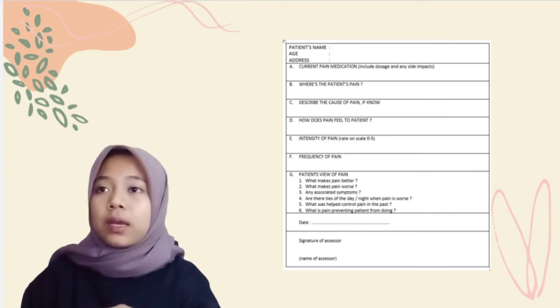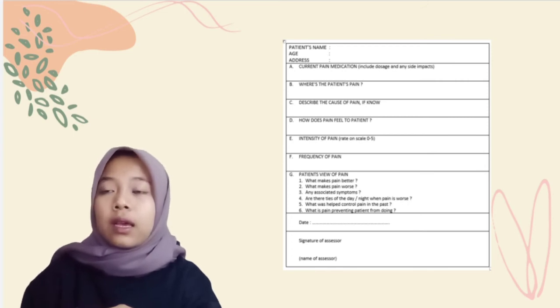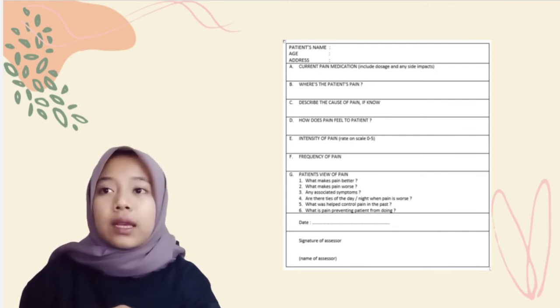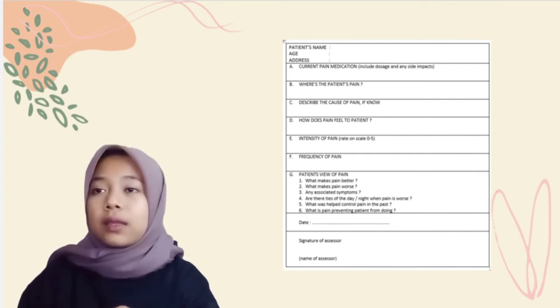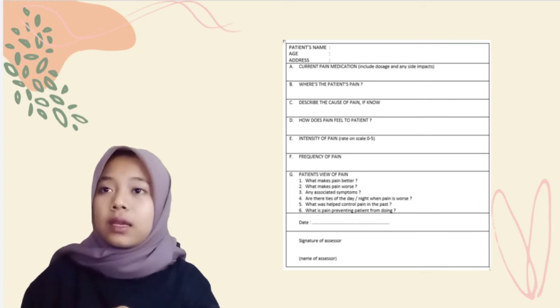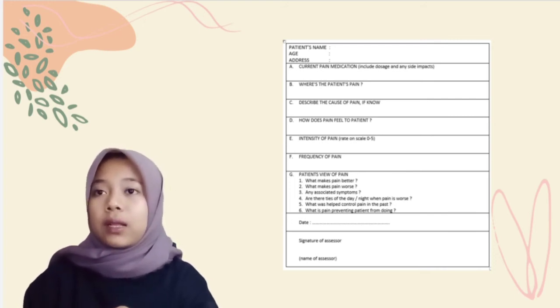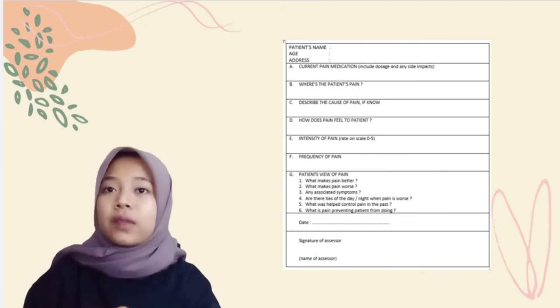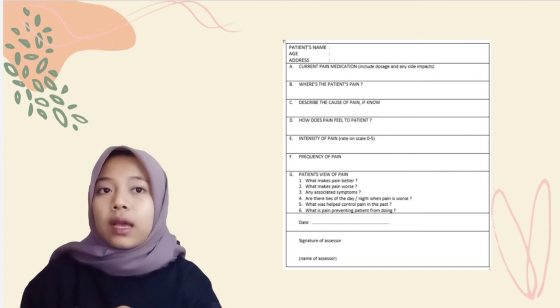For scale 2, that means discomforting pain. The patient will feel troublesome, nausea, pressing, numb, and crawling. For scale 3, that means distressing pain. Usually the patient will feel miserable, agonizing, gnawing, draining, crawl. Okay, on this scale, the pain has begun to increase.